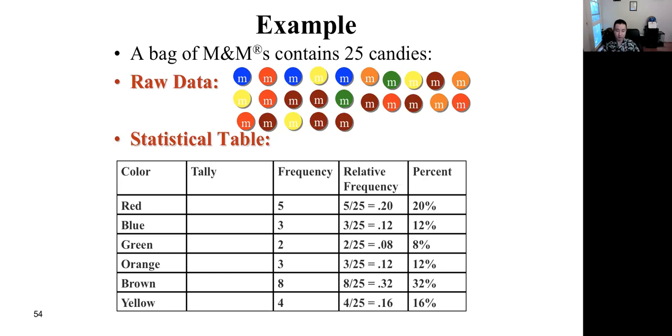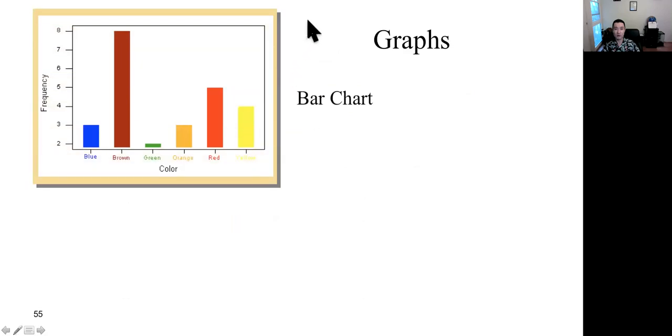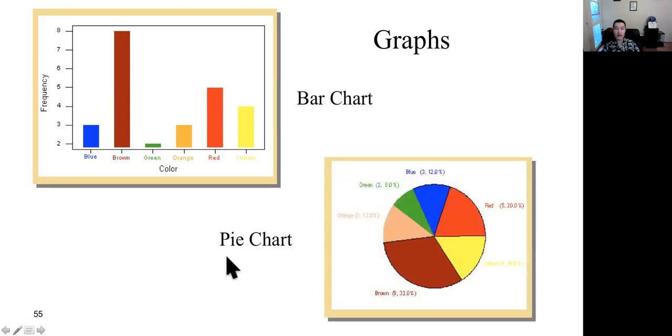Based on this table, we can put the data into graphs. Later in this lecture, we're going to learn how to plot different types of graphs. This is a bar chart, and this is a pie chart. For the bar chart, the x-axis is the different colors, and the frequency is the y-axis. For example, red candy occurs 5 times, so that's 5.